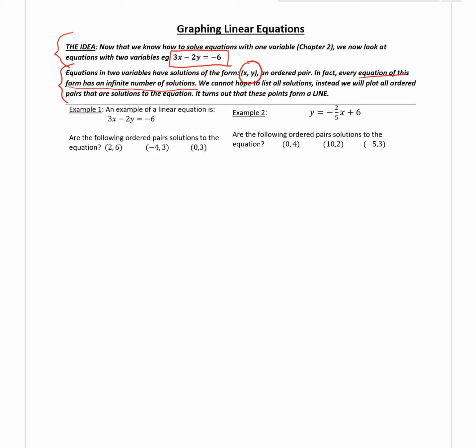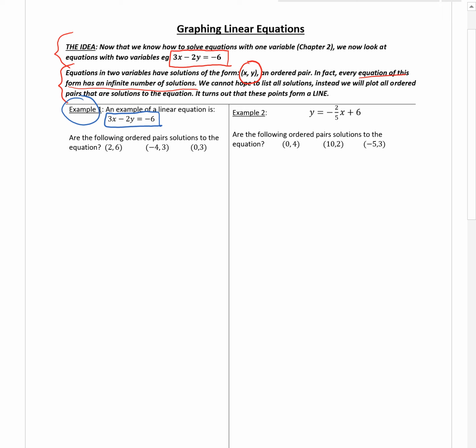So in example 1 here, we're just trying to get the hang of it. We're not going to quite graph lines yet. We're just going to see what solutions look like. How can you even tell if an ordered pair is a solution or not? So in example 1, we're looking at that exact same equation that I wrote above, 3x minus 2y equals negative 6. And they want us to figure out if the following three ordered pairs are solutions.